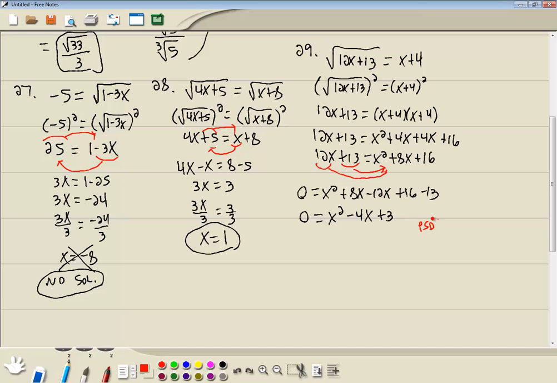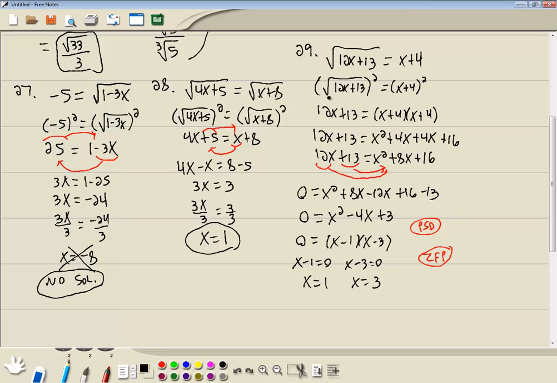Now this is going to factor using the PSD. So this factors as x minus 1 times x minus 3. Now, zero factor property says you get 0 on one side, you factor the other side, you set each factor equal to 0. So I'll set x minus 1 equal to 0 and x minus 3 equal to 0. And that gives us x equals 1 and x is equal to 3. Maybe. Remember, we have to check our answers.